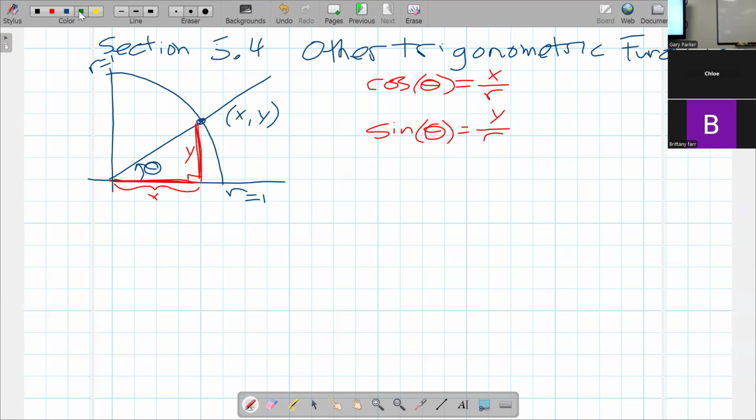Check this out. Draw a perpendicular line from the intercept of the circle at the x-axis. That line hits right there at the point 1, 0, and then intersects up here at a new xy value. I'm going to call that point x2, y2. It turns out the length of this new green line right here is the tangent of theta.